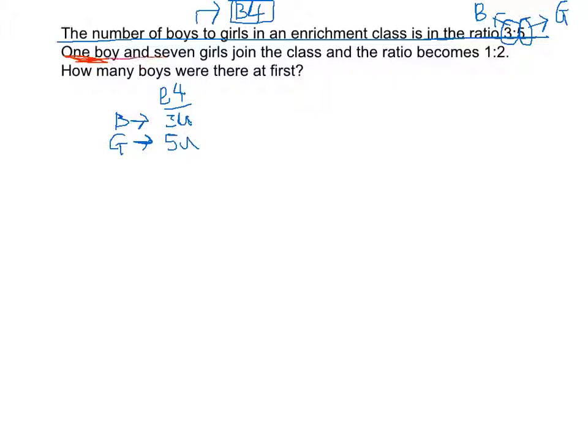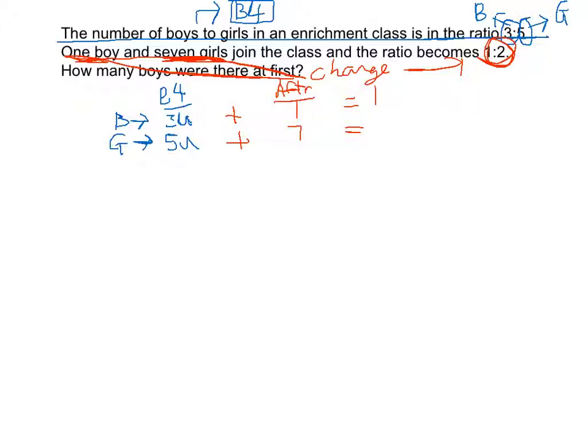1 boy and 7 girls join the class and the ratio becomes 1:2. From here we will know that this is the change that took place, and because of this change the new ratio now becomes 1:2. So I'm going to put after here, plus 1 boy plus 7 girls equal to the new ratio. In order to avoid confusion, I'm going to put it as 1 part is to 2 parts. So this is a new ratio.